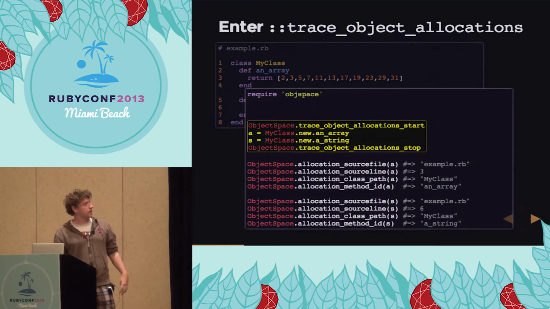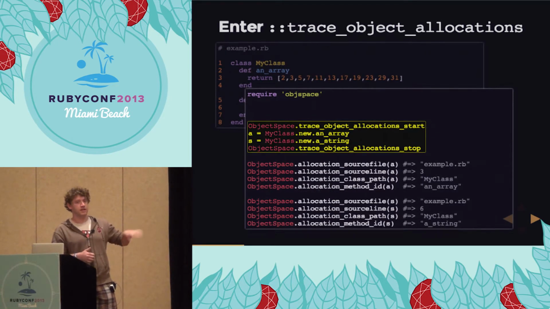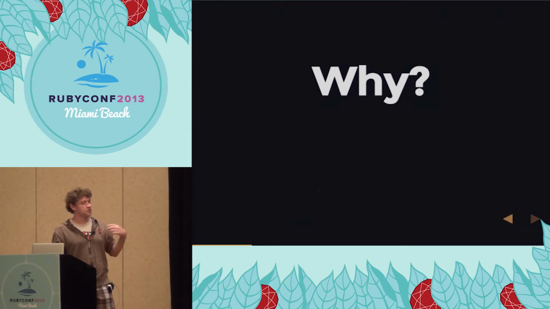Another way to invoke this, if it's a little bit kludgy or hard to wrap the code that you want to trace in a block, you can instead call trace_object_allocations_start, and then run the code that you want to trace, and then call trace_object_allocations_stop. That is, again, not available in preview 1. That's in trunk.